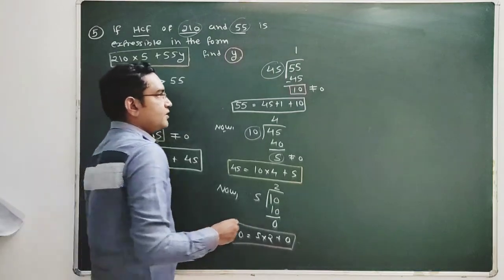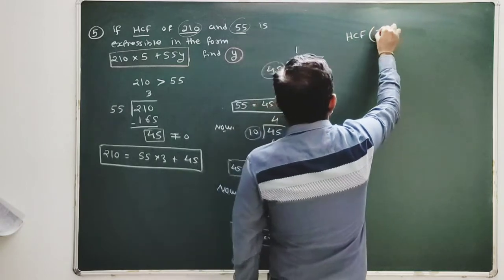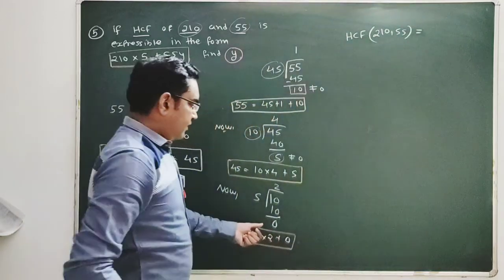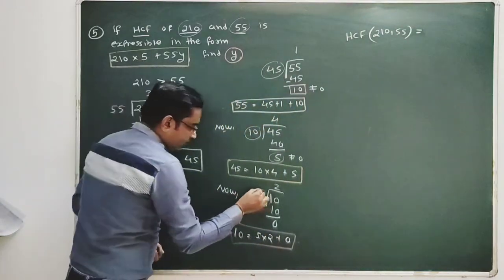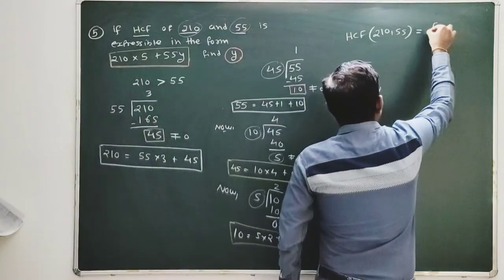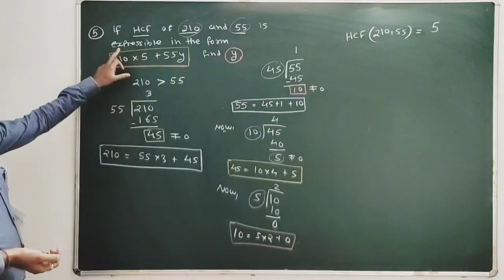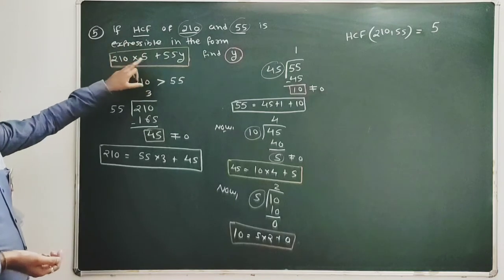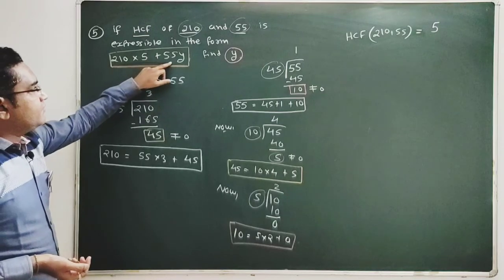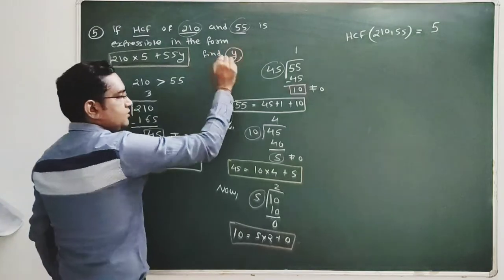So here the HCF of the given two numbers 210 and 55 is equal to, when the remainder is 0, then our divisor will be our HCF. So the HCF is 5. Clear students? Now this is not the solution. Read the question. We are given that the HCF is expressible in the form of 210 multiplied by 5 plus 55y. Find the value of y. When we find the value of y, then our answer will come.